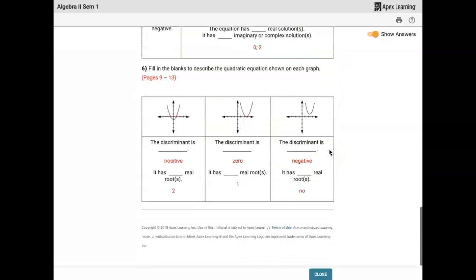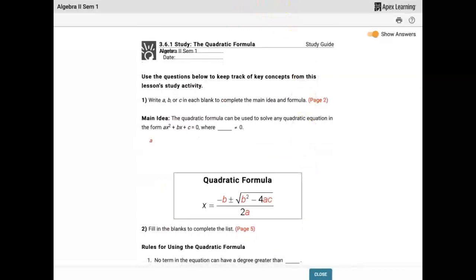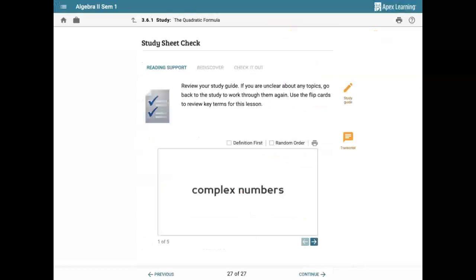All right. So then finally here, looking at this last one, the discriminant is positive, and we know that because it has two real roots. For this one, it has one real root, so we know that the discriminant is 0. And this one never crosses the x-axis, so it has no real roots, making the discriminant negative there. All right. So again, that's the study sheet. That's going to be super helpful when you're going through this.